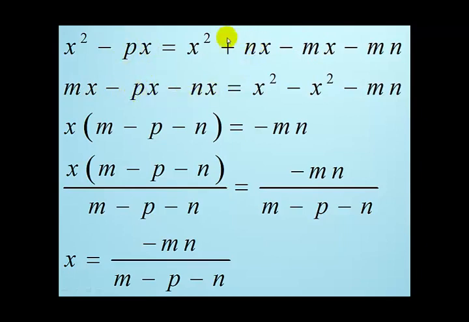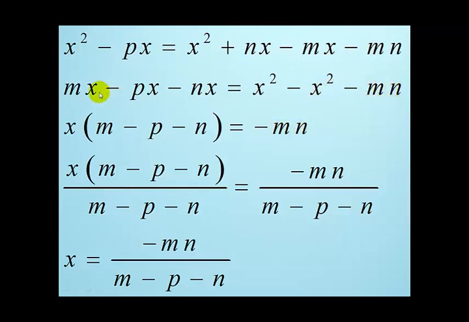Plus nx on the right hand side becomes minus nx on the left hand side, and this is equal to x squared minus x squared. That is, we already have 1x squared on the right hand side, and this x squared on the left hand side becomes minus x squared on the right hand side before our minus mn. Now x squared minus x squared will give us 0, and 0 minus mn is equal to minus mn.